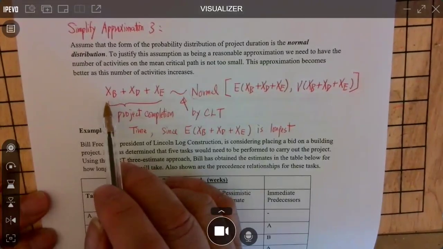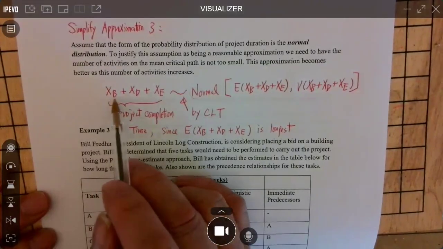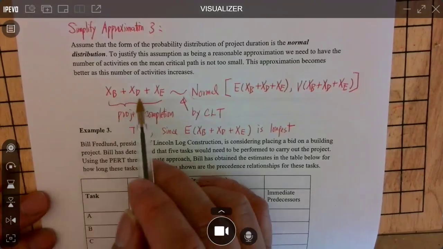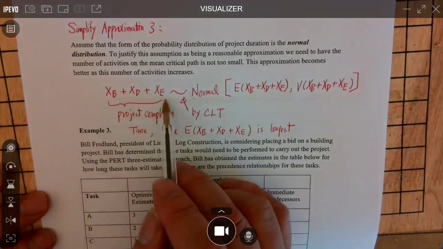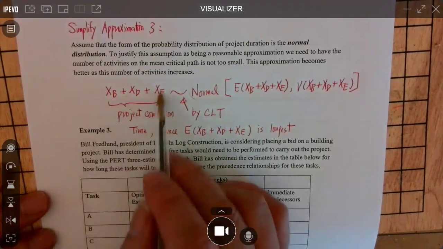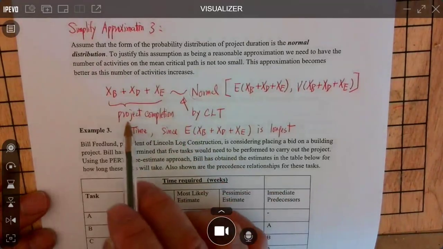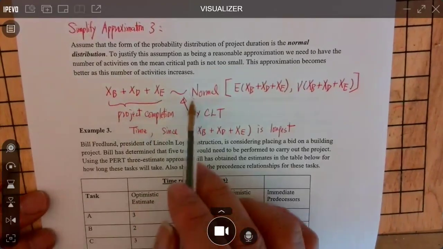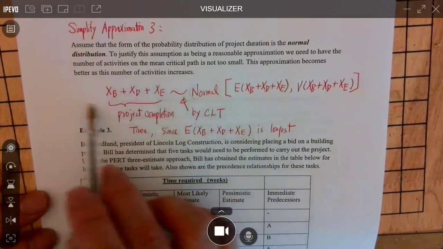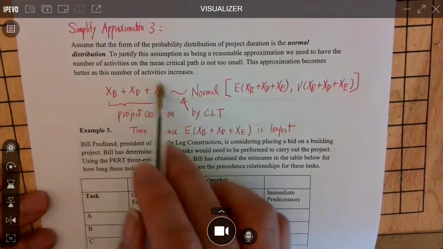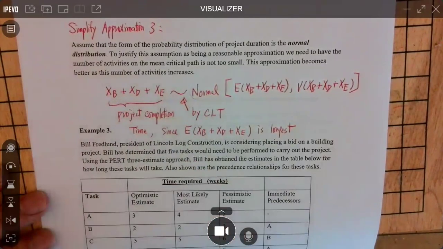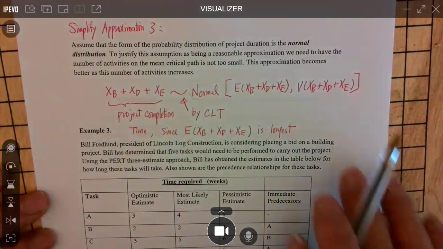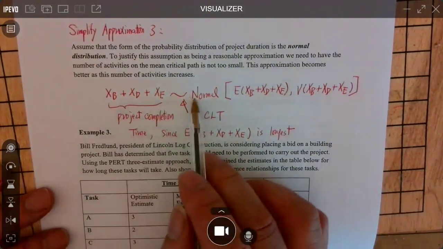You add up the duration of activity B, you add up activity D, you add up the duration of E. You can use this to say this is the project completion time. And the project completion time will follow normal if we have a lot of activity on the critical path. Now, it's normally distributed.